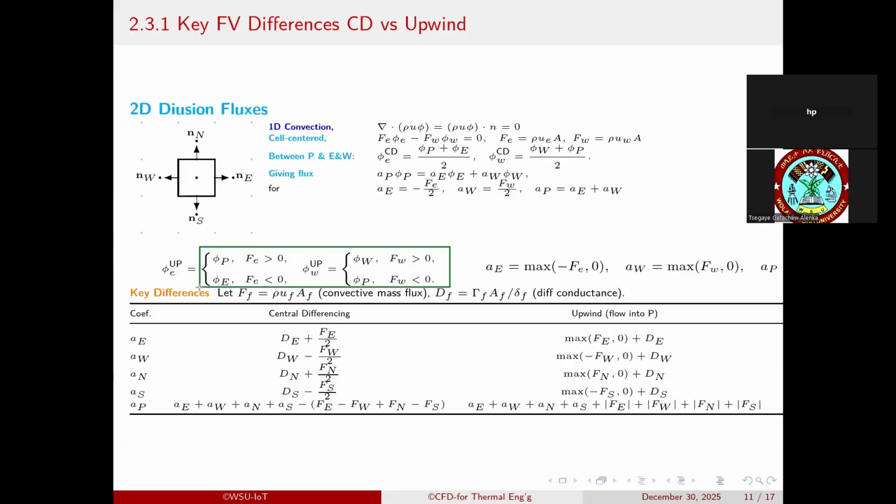Another comparison table shows that CD, or central difference, and upwind compare for the convection diffusion problem, considering coefficients AE, AW, AN, and AS of the discrete equation algebraic form. A phi P equals AE phi E plus AW phi W plus AN phi N plus AS phi S.